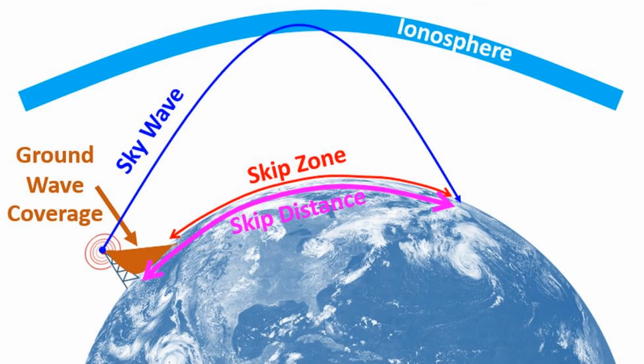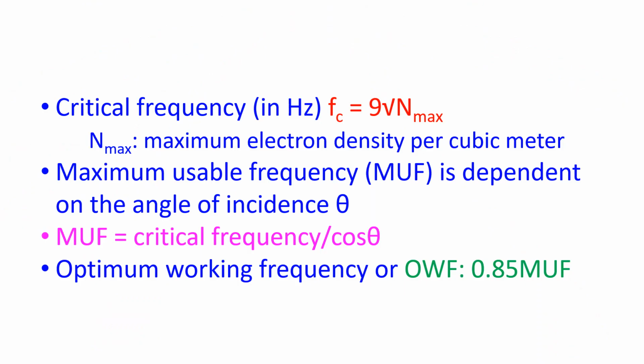distance communications. Critical frequency is the maximum frequency at which total internal reflection occurs from the ionosphere. Higher frequencies travel further outwards without getting reflected back to the earth. Critical frequency Fc in Hertz is equal to 9 times the square root of N max, where N max is the maximum electron density per cubic meter.